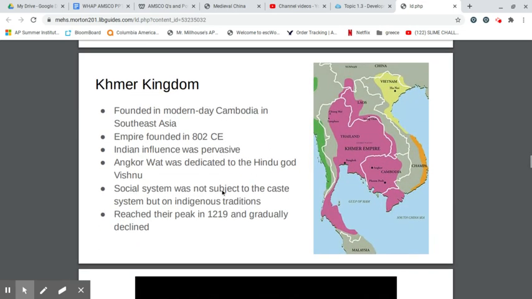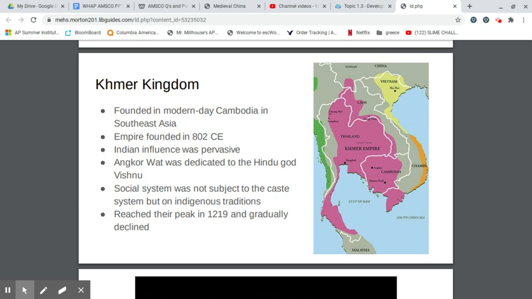All right. The Khmer Kingdom, as I mentioned earlier, is modern day Cambodia, a little bit into Thailand, a little bit into Laos, and almost to Vietnam over here too. It was founded in 802. It had a lot of Indian influence on it. A lot of Buddhism and Hinduism, those ideas had spread to the Khmer Empire. Angkor Wat, which is a really incredible place we're going to look at in more detail in class, was dedicated to the Hindu god Vishnu.